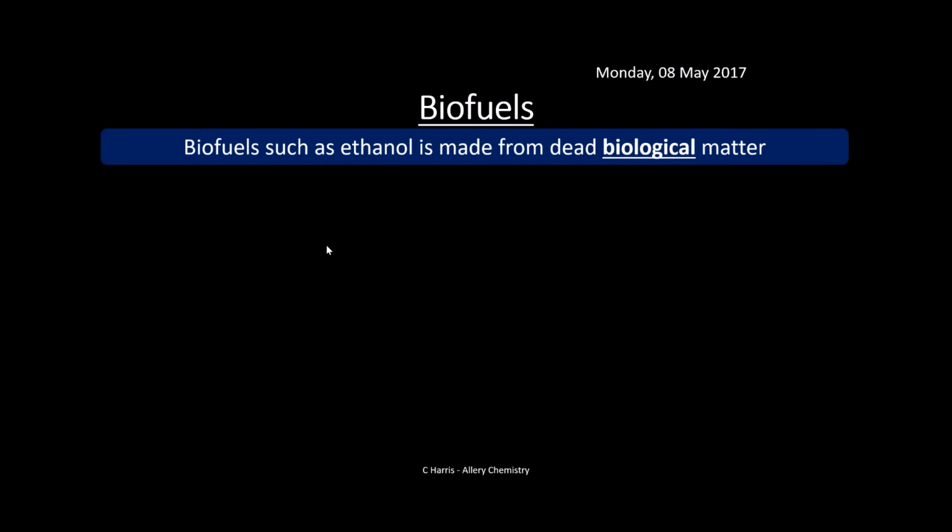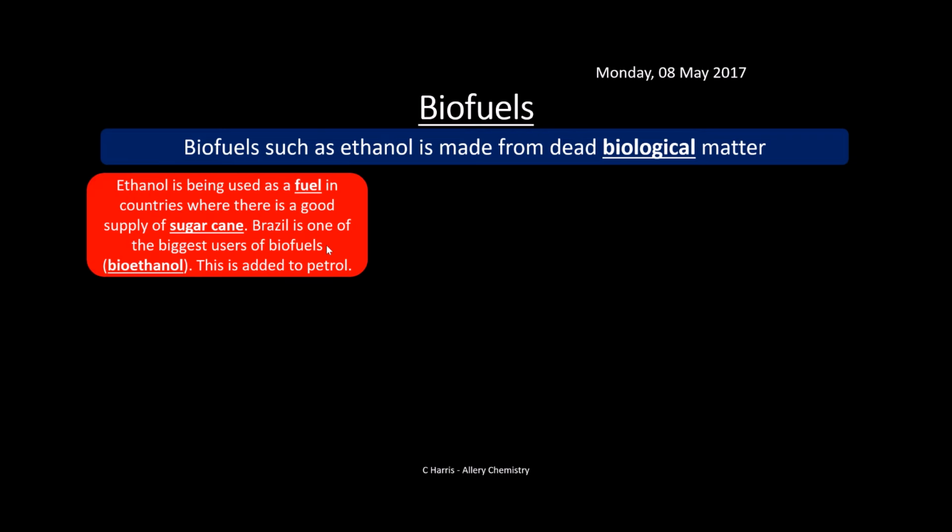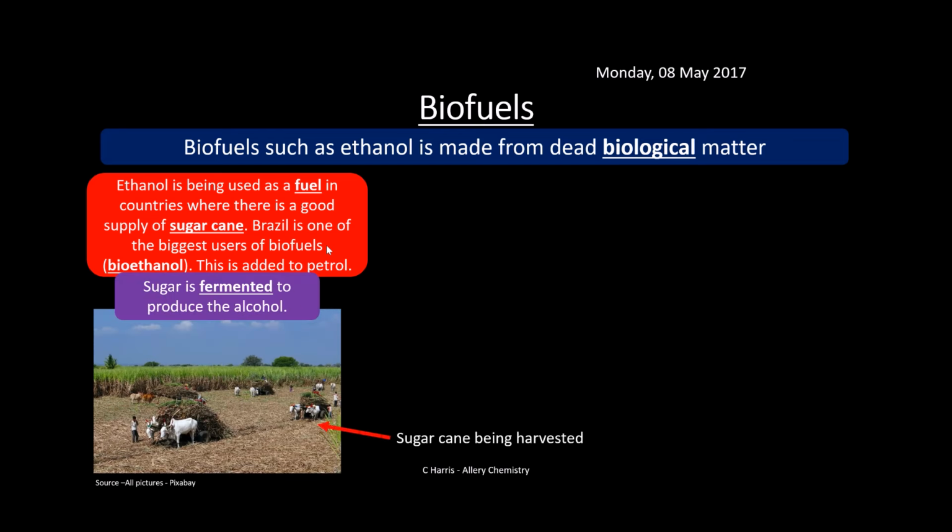Okay, let's look at biofuels. Now, biofuels such as ethanol are made from dead biological matter. Okay, so we need to know about all these. So ethanol is being used as a fuel, and it's good in countries like Brazil because they produce lots of sugarcane. Sugarcane obviously is a good supply of glucose, which then can be converted into alcohol, which can then be used as a fuel. So Brazil is one of the biggest users of biofuels in the world, and basically they just add it to their petrol in their cars. Basically, sugar is fermented. You produce the alcohol, and here's just a picture of sugarcane that's been harvested.